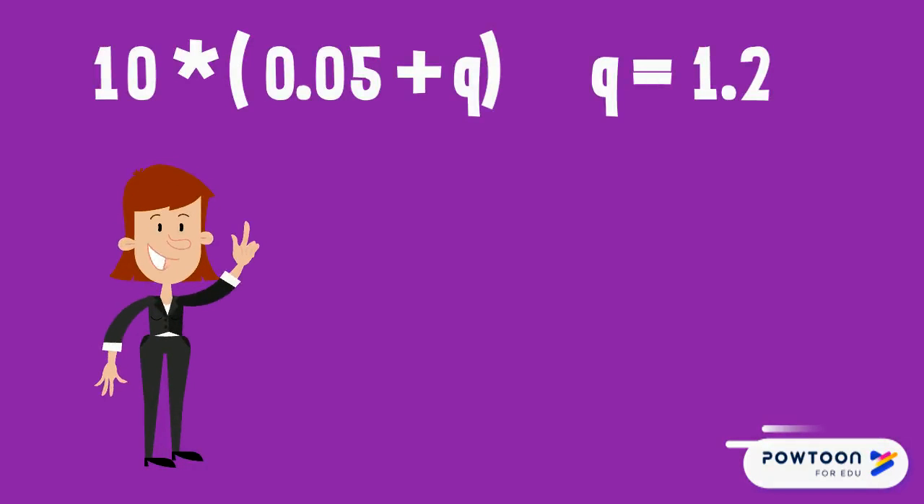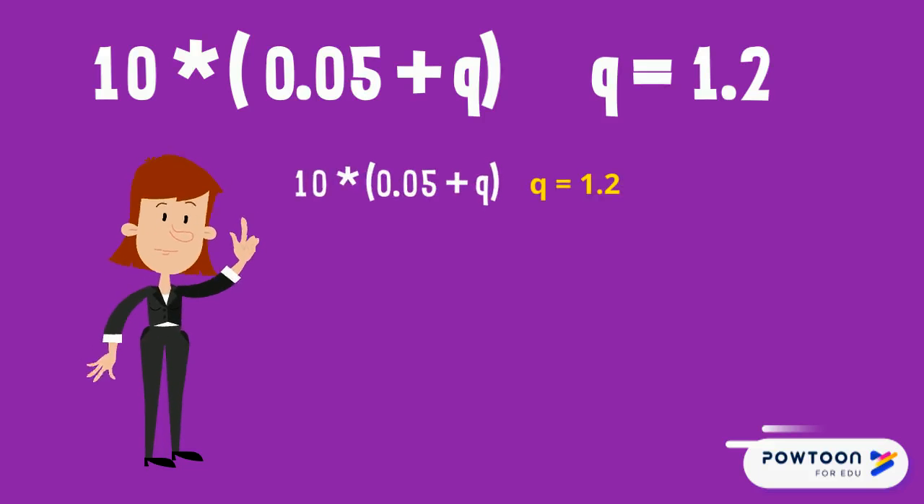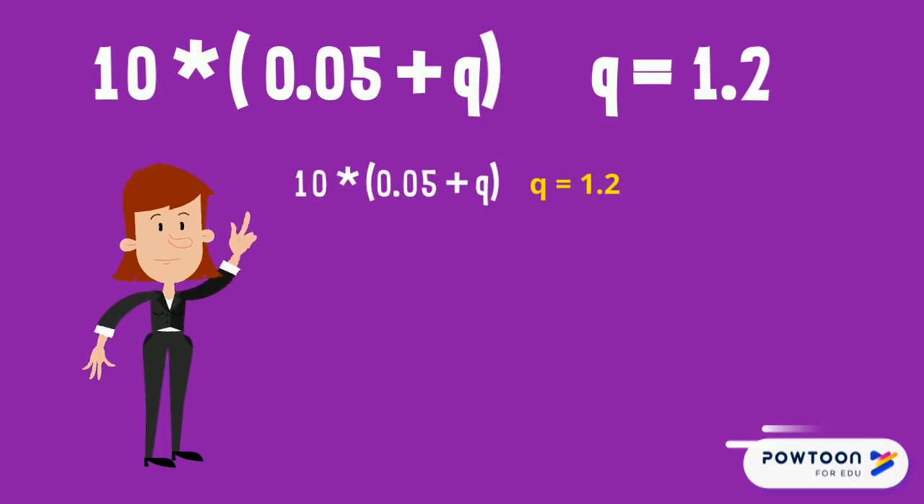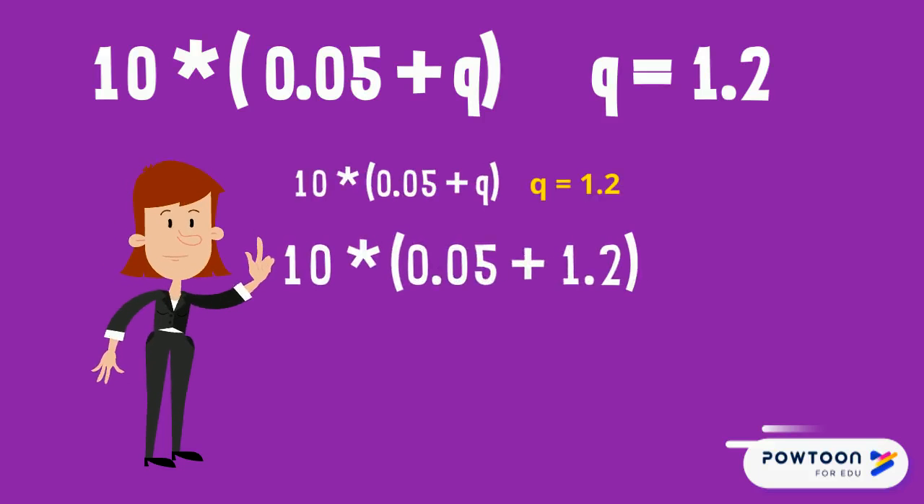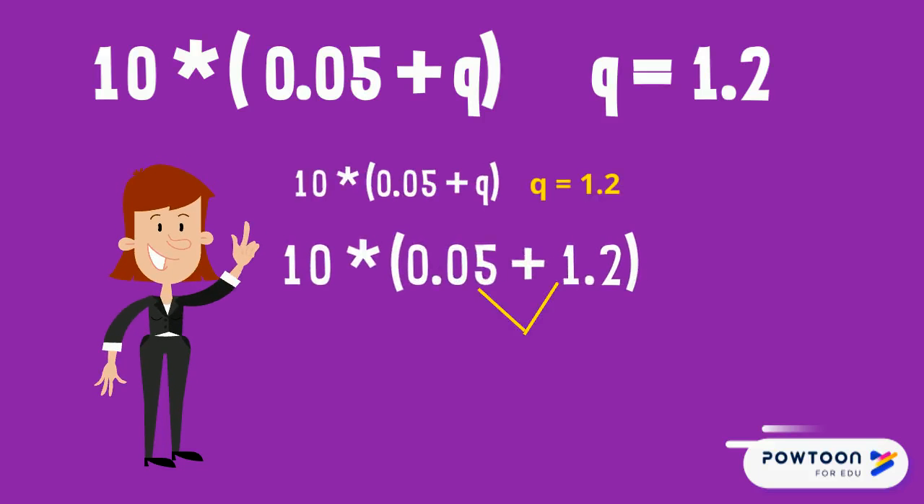Here, I see the value of q is 1 2/10, so all I need to do is substitute 1 2/10 wherever q is in the expression. When I do that, if I follow the order of operations, I end up with 12 5/10.